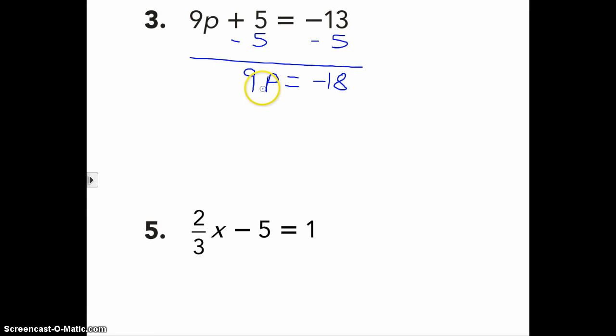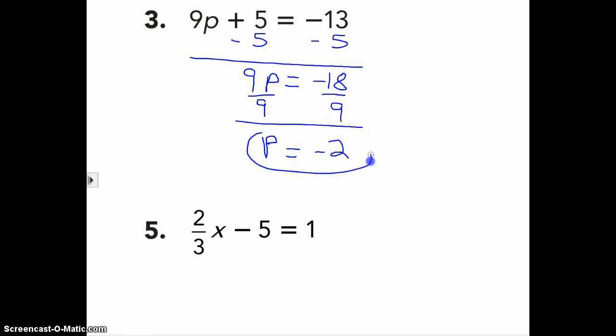Now this is multiplication. 9 times p equals negative 18. So the opposite of multiply is divide. Divide both sides by 9. And I end up with p equals negative 2. And I know negative divided by positive is negative. And again, that is solving equations with variables on the same side.